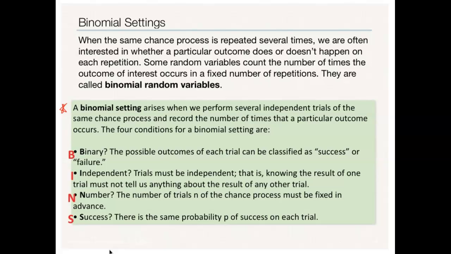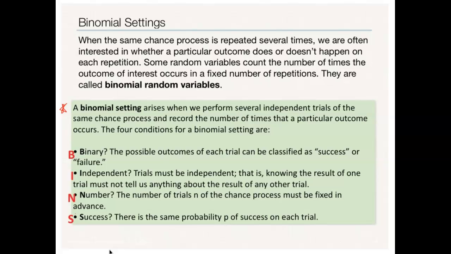A binomial setting arises when we perform several independent trials of the same chance process and record the number of times that a particular outcome occurs. The four conditions for a binomial setting are, the first one is B, be binary. You want it such that for your outcomes, you can determine an outcome as a success or a failure. So you're able to classify the outcomes as success or failure. I stands for independent. Trials must be independent, meaning knowing the result of one does not influence the result of a future trial.